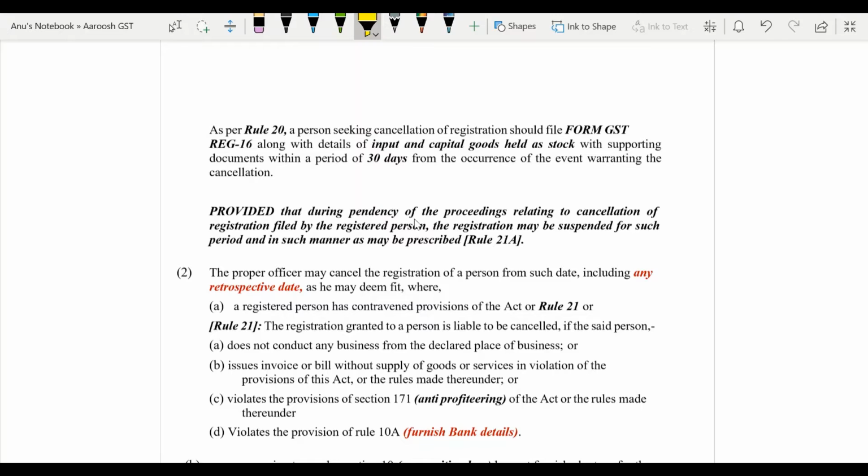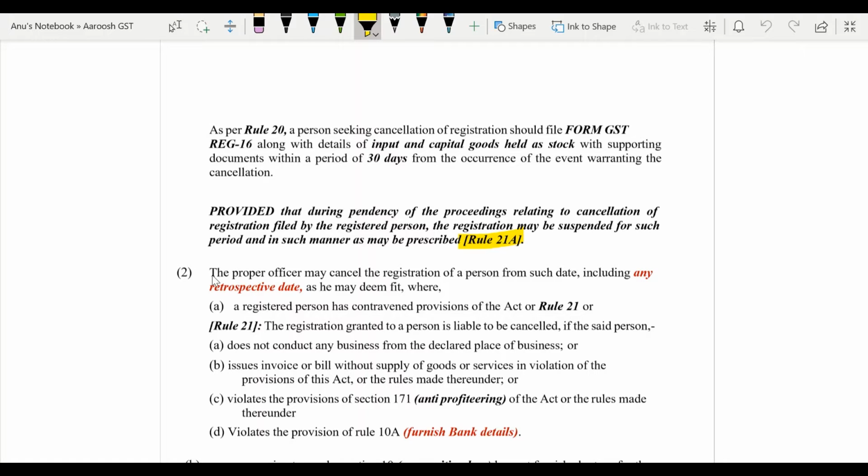Provided that during pendency of the proceedings relating to cancellation of registration filed by the registered person, the registration may be suspended for such period and in such manner as may be prescribed. So Rule 21A says that suppose I file an application for cancellation on 1st of May, and on 14th May, my registration is cancelled by the proper officer. Between 1st May and 14th May, my registration stands suspended, when the proceedings relating to cancellation of the registration are filed by me, right? Hope this makes things clear.